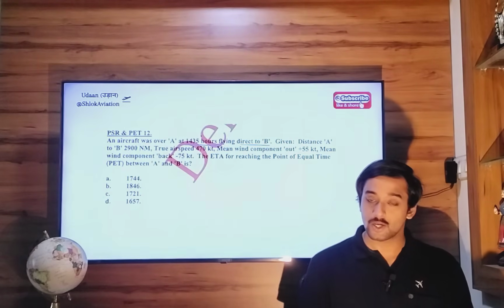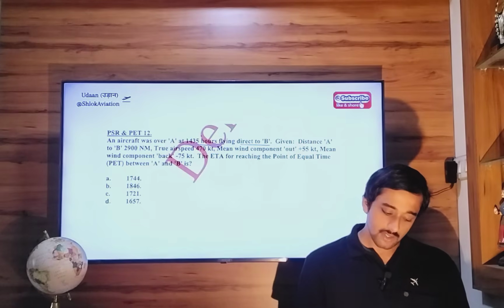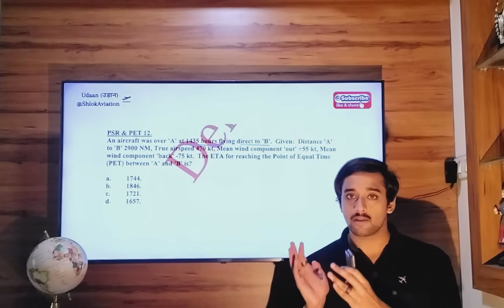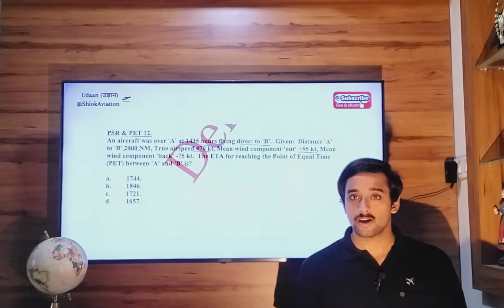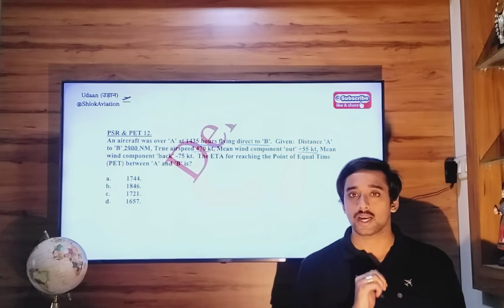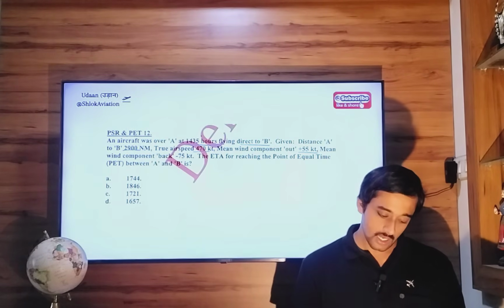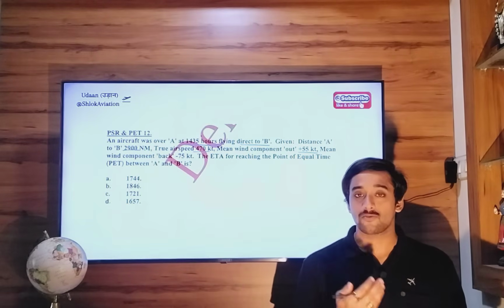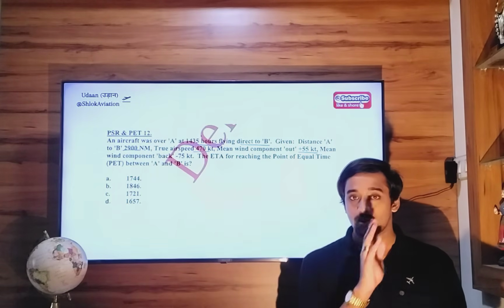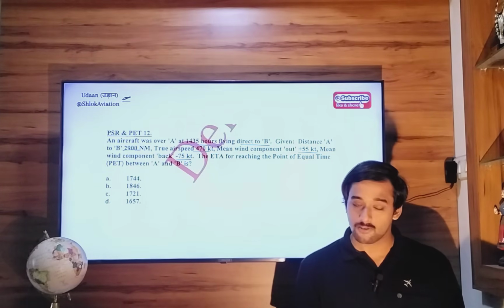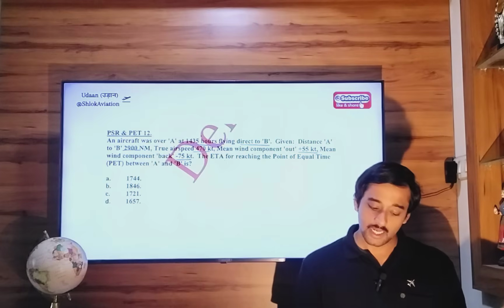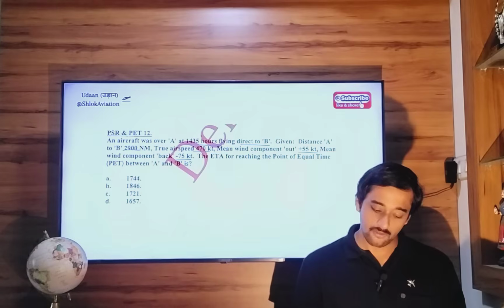It is flying directly to Bravo destination. Distance between Alpha and Bravo, that is distance between departure and destination, is 2900. True airspeed 470. Wind component outbound plus 55. Means flying outbound from A to B, you are getting a tailwind of 55 knots. Wind component back, that means wind component flying homebound from destination back to departure is headwind of minus 75.